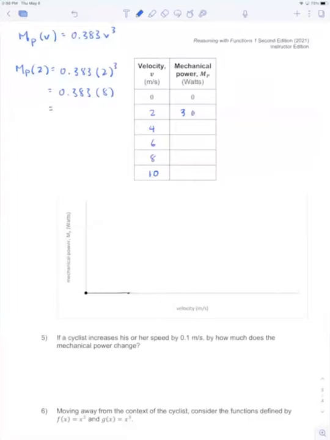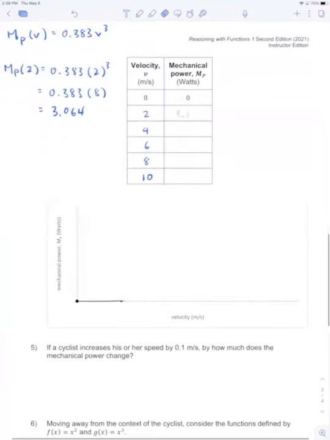Whoops, over here. 3.064, and again we want to round to the 10th place, and that would make this about 3.1. If we do the same thing, I'll just do this one more time. How about for the 4? We're going to take 0.383, and we're going to take 4 and cube 4.